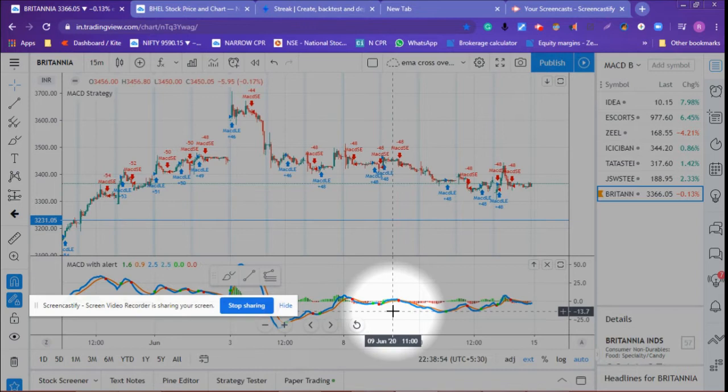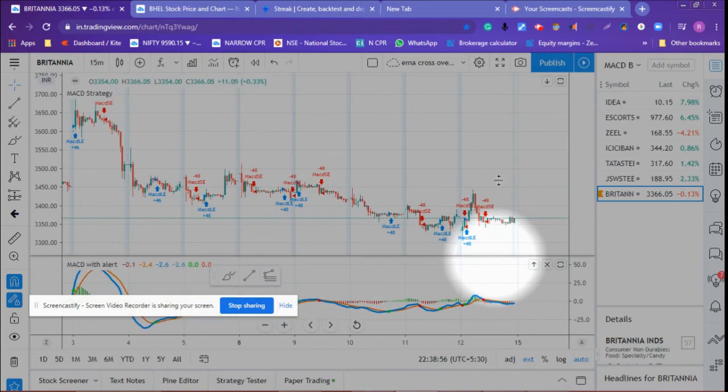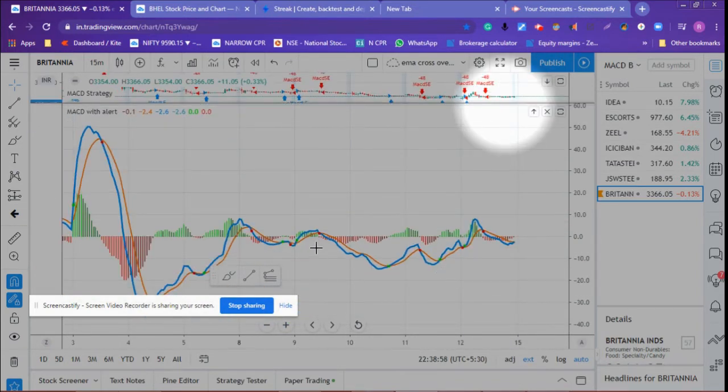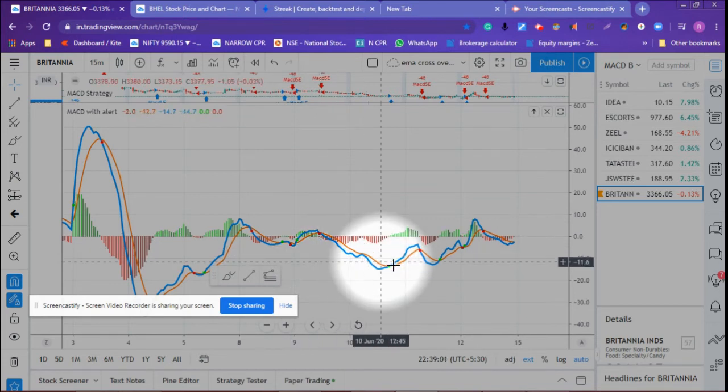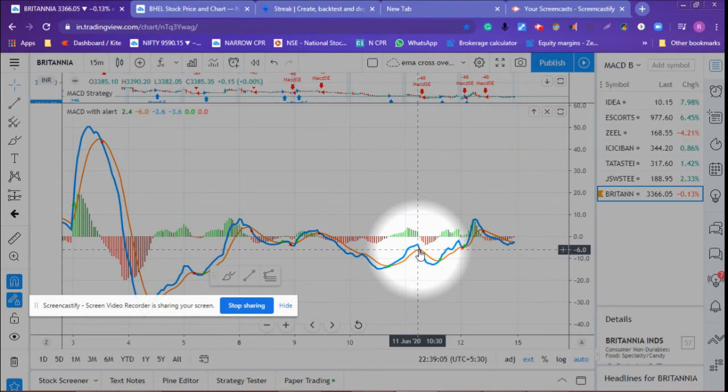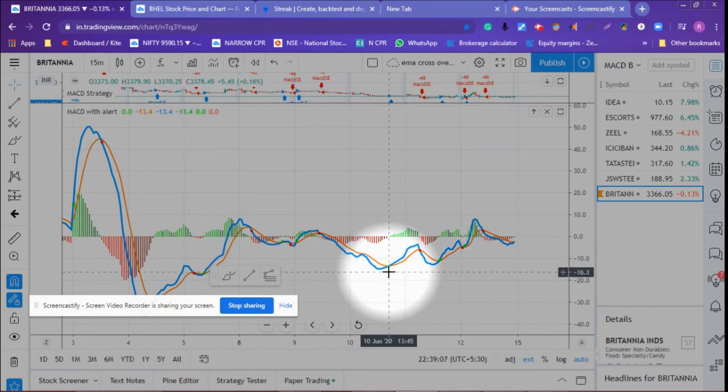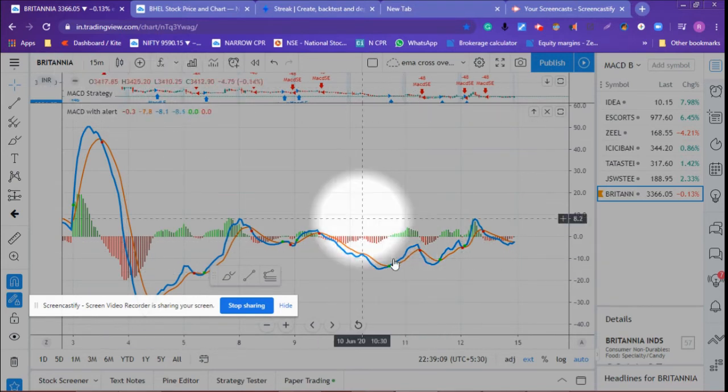You can see here, I'll just zoom it for you. You can see, guys, the red dot and the green dot. The green dot is where you enter and the red dot is where you exit, and you just wait for the green dot to complete. Only after the 15 minutes are over will it be complete.